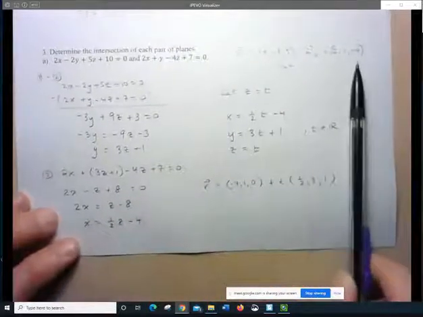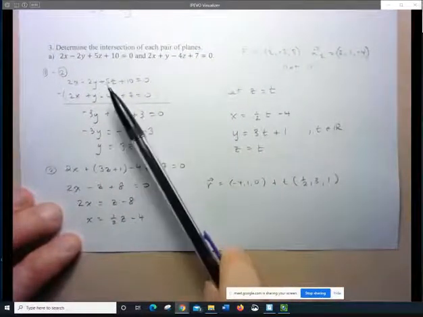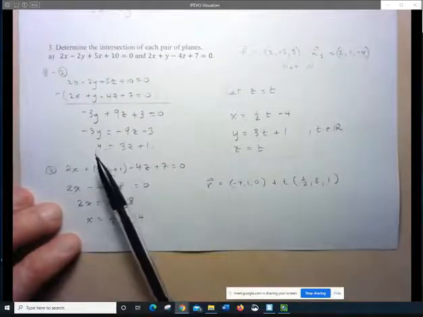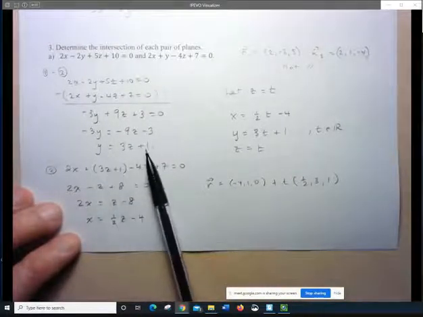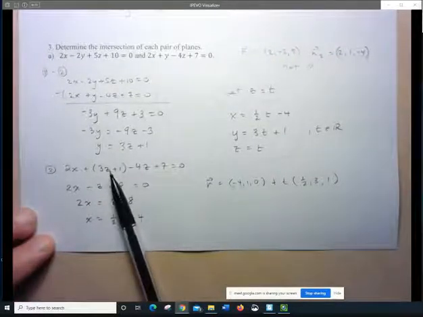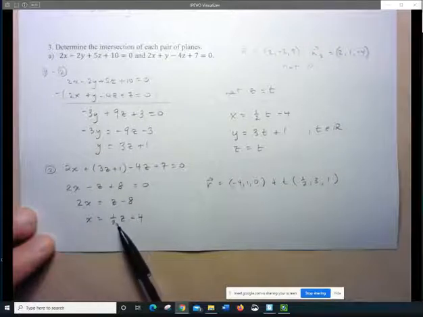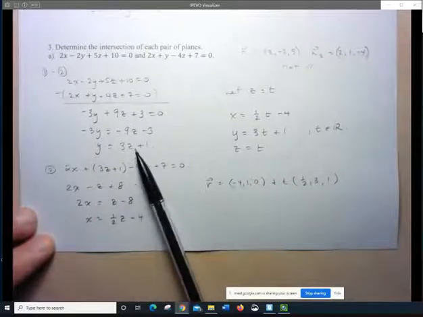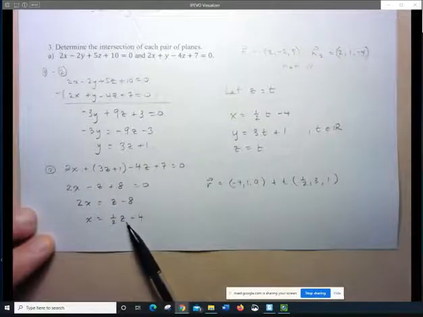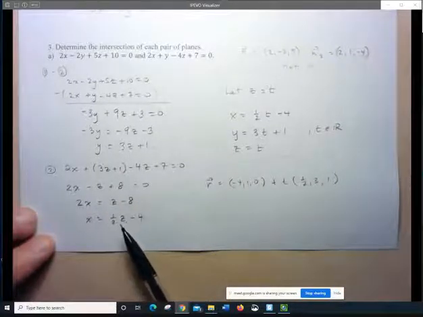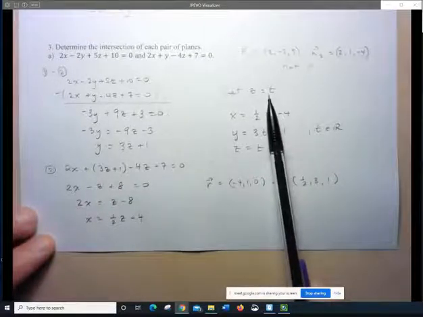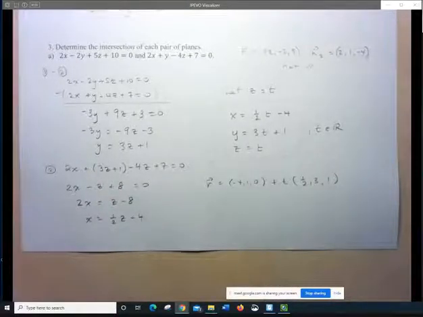If they're not parallel, step 1, eliminate one of your components. Step 2, write one component in terms of the other. Step 3, plug it back into the equation and write the other component in terms of the same variable. Okay, this is important. You want to write it in terms of the same variable. And step 3, let that variable represent your parameter t. And then write out your equation.